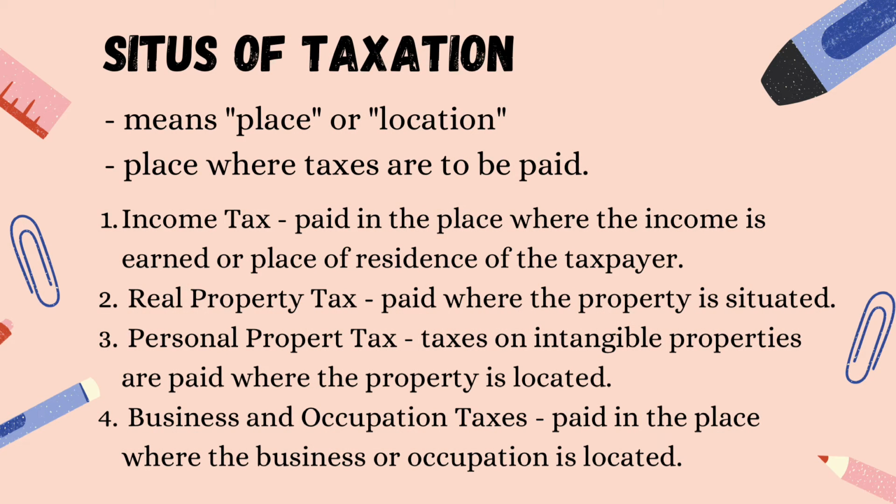So next is situs of taxation. When we say situs, this means place or location. So situs of taxation means the place where taxes are to be paid. Number 1, income tax, paid in the place where the income is earned or the place of residence of the taxpayer. Number 2, real property tax, paid where the property is situated or being built or fixed. And number 3, personal property tax. Taxes on intangible properties are paid where the property is located. So number 2 and number 3 are the same. And lastly, number 4, business and occupation taxes. This is paid in the place where the business or occupation is located.